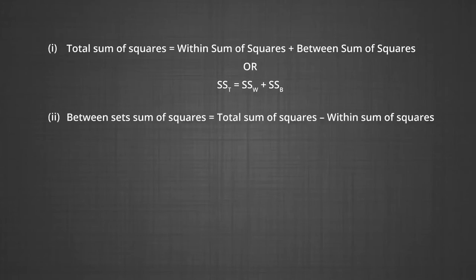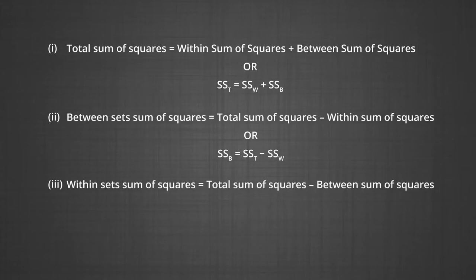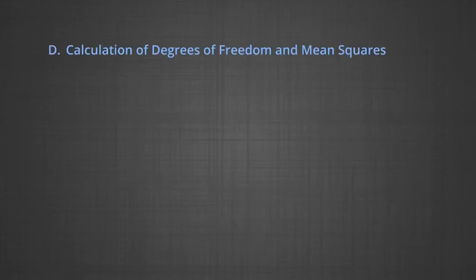Then between sets, sum of squares is equal to total sum of squares minus within sum of squares, or in symbols, SSB is equal to SST minus SSW. Then within sets, sum of squares is equal to total sum of squares minus between sum of squares. In symbolic form, we have SSW is equal to SST minus SSB. Now, we go to the calculation of degrees of freedom and mean squares.